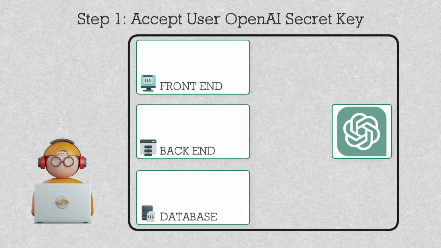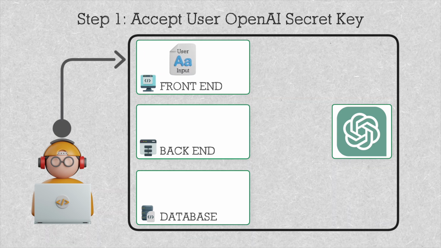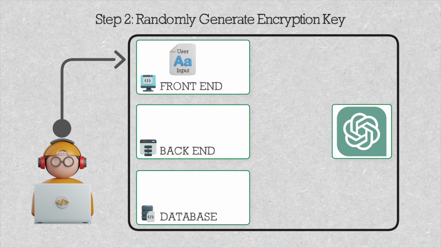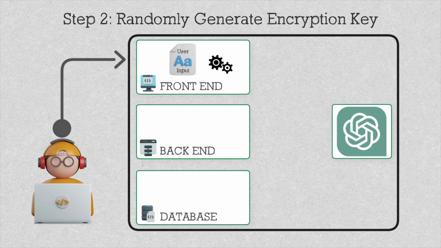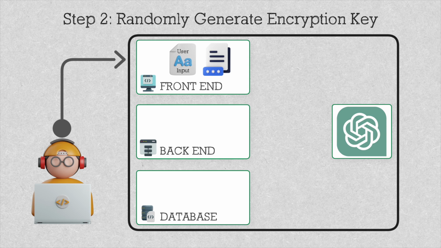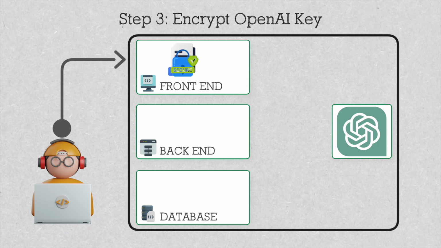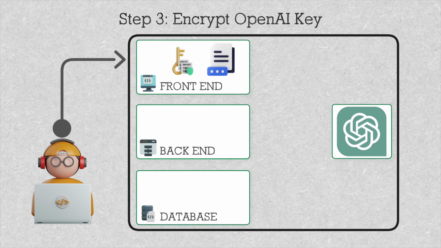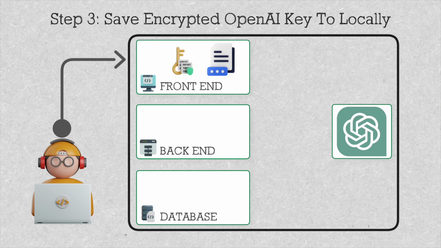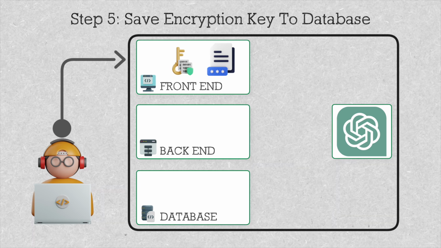So for step number 1 of our solution, we're going to accept our users' inputs. So we're going to be able to access their OpenAI keys, and then it's up to us to start encrypting them. But this time, for step 2, we're going to randomly generate our encryption keys on the front end. We're not going to hard code them. We're going to randomly generate them. From there, in step number 3, we are going to encrypt our users' OpenAI keys. And what we're going to do with these encrypted OpenAI keys is, in step number 4, save the encrypted keys to local storage so we can access them later. In step 5, we're going to save those randomly generated encryption keys off to our backend.